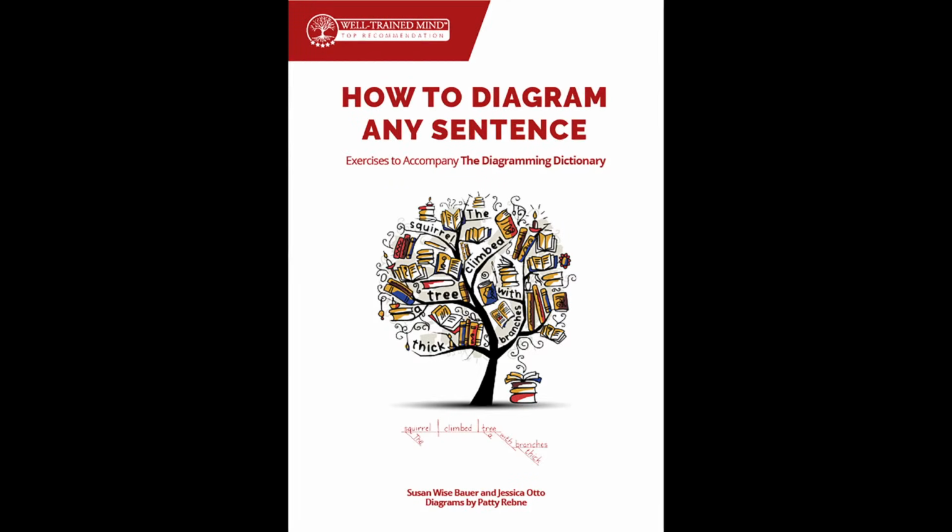Let's diagram together. We've chosen 4 sentences from our new book, How to Diagram Any Sentence. Here's the first sentence. I mowed the grass. When we are first learning how to diagram, we only need to diagram the simple subject and the simple predicate, so that's what we are going to do here.